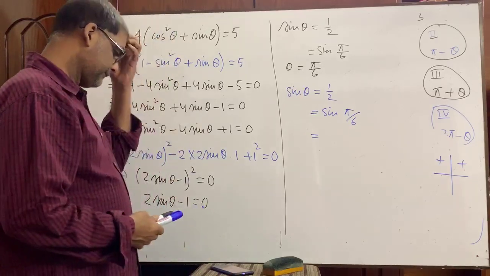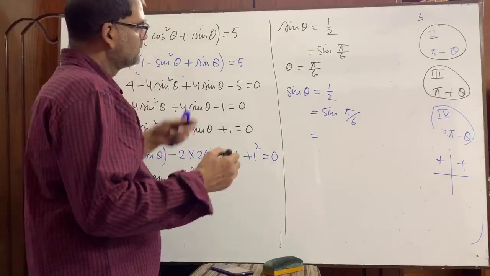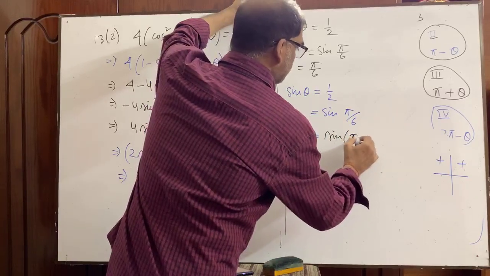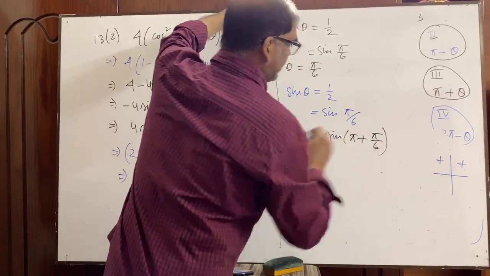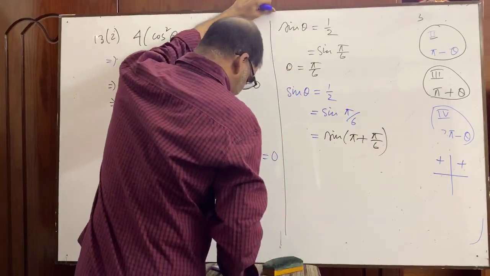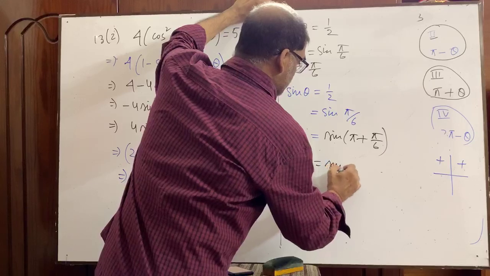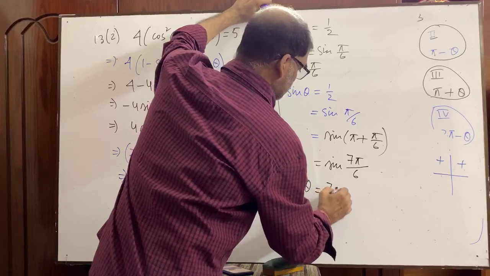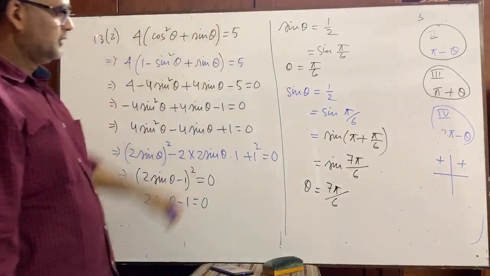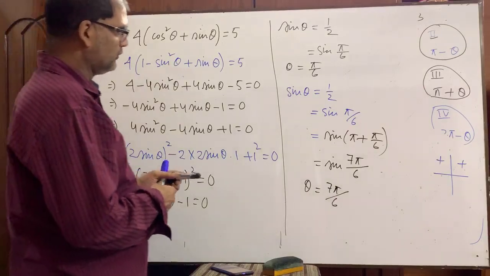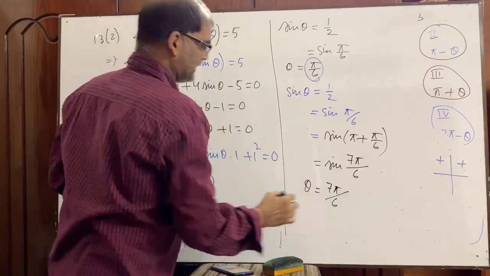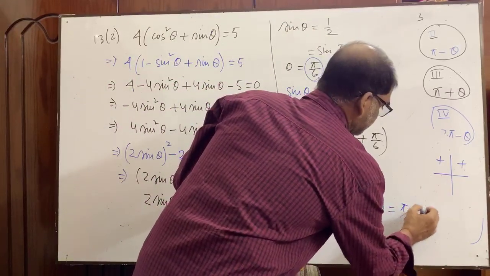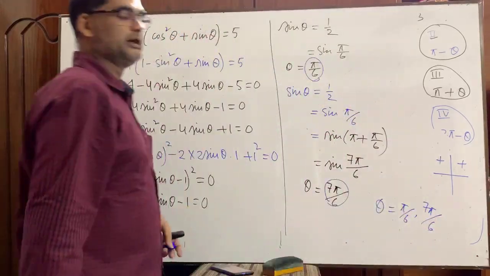No one has written. That means in the second quadrant, sin of pi plus theta. Okay. That means sin 7 pi by 6. So theta equals 7 pi by 6. So we are getting our answer. Theta equals pi by 6 and 7 pi by 6. Write down: therefore theta equals pi by 6, 7 pi by 6. We have got our answer, right?